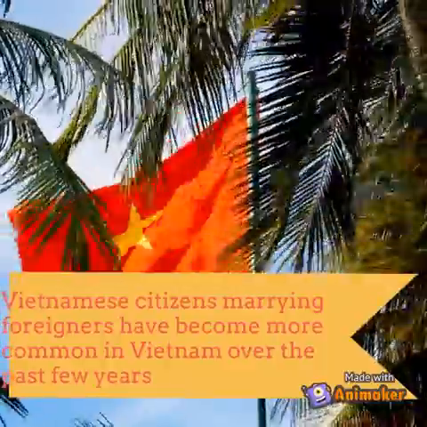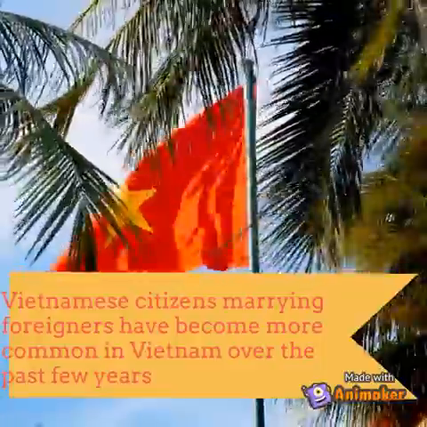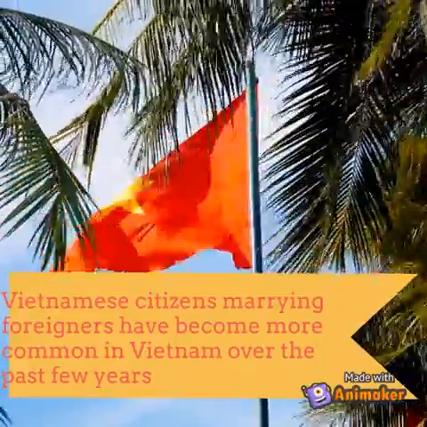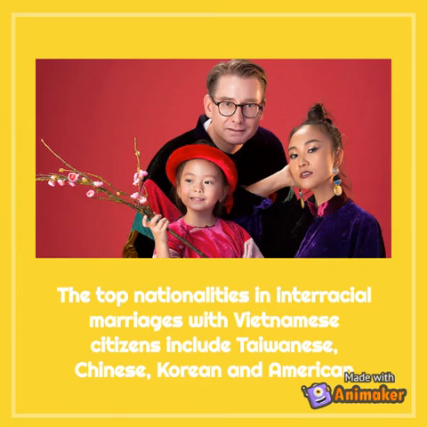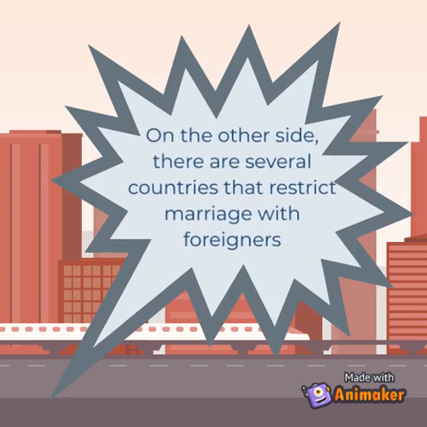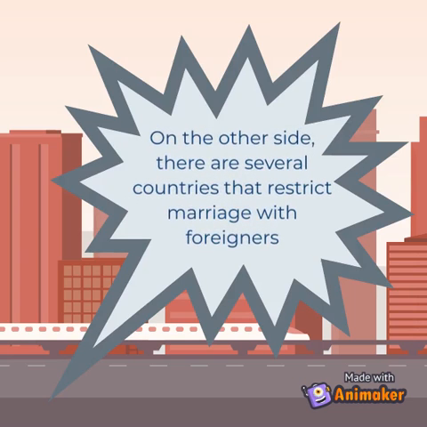The proportion of marriages between two Australians has steadily declined over the past 20 years, from 73% of marriages in 2006 to 55% in 2016. Vietnamese citizens marrying foreigners have become more common in Vietnam over the past few years. However, it can be strongly opposed by family members. Plus, because of the trend of marrying foreigners, many Vietnamese, especially women, have fallen into the trap of human traffickers. As a result, they are easily trafficked across borders.